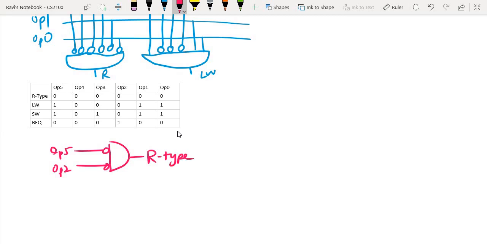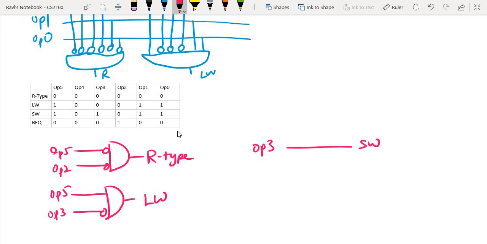Similarly, for load word, it is when opcode bit 5 is 1 and bit 3 is 0. So if I take op5 and op3, this would be your load word instruction. For store word, it is the only instruction where bit 3 is set to 1. So looking at bit 3 alone, I can say that is my store word. And looking at bit 2 alone, I can say that is my BEQ.